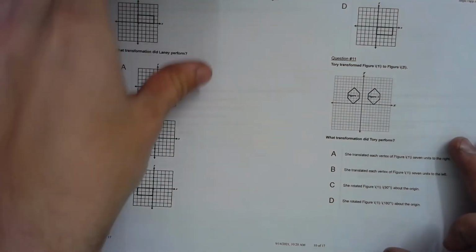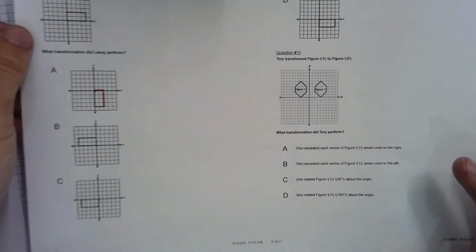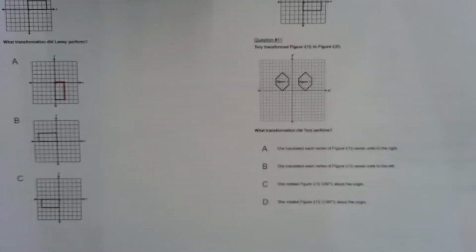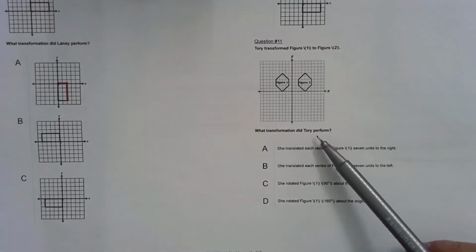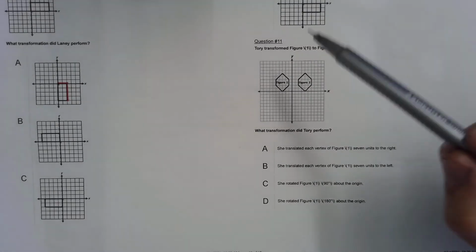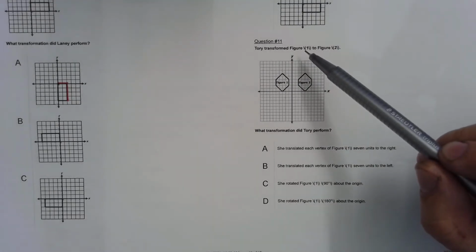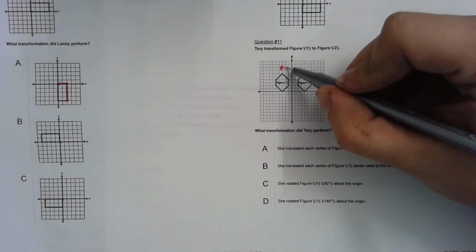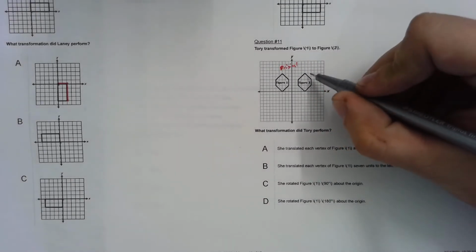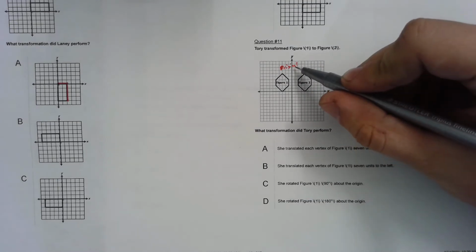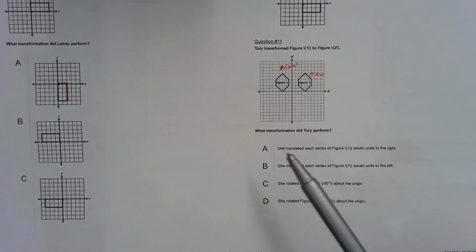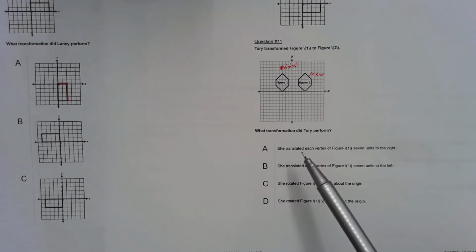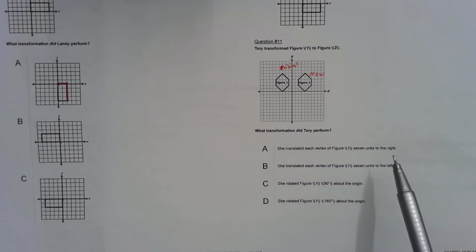All right, moving on to number 11. This one is asking, what transformation did Tori perform? So went from figure 1 to figure 2. So this is the original, and this one is new. Okay, so old, new. So option A, she translated each vertex 7 units to the right.